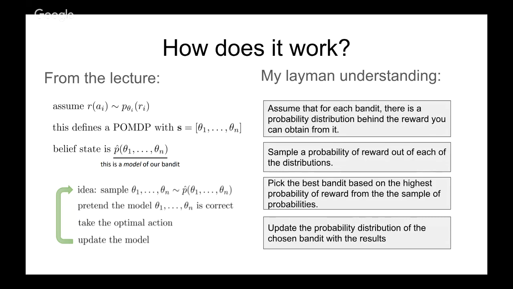Right. So we have a model of our bandit, right? I think we all agree that this is a model-based procedure that involves sampling. And then we want to pick the best bandit based on our sample. So it's not optimal, but given the samples that we pick, we try to do the best we can, and then update the probability distribution, the single probability distribution for the bandit that we decide to put the coin in the slot machine.